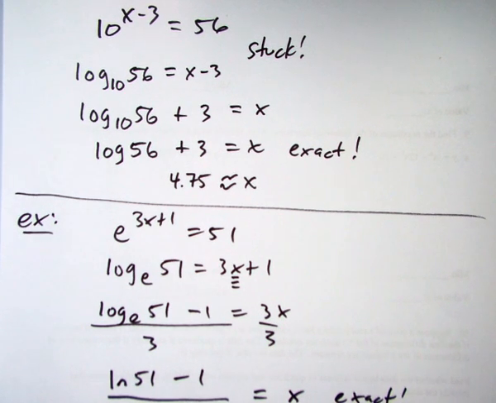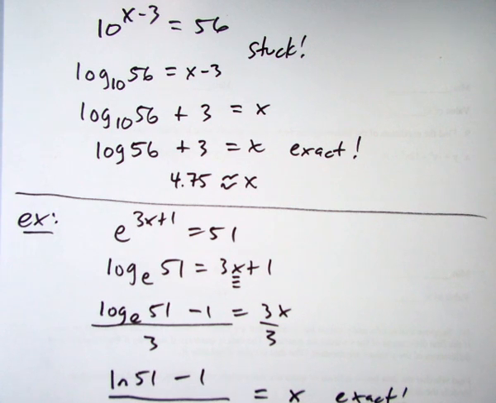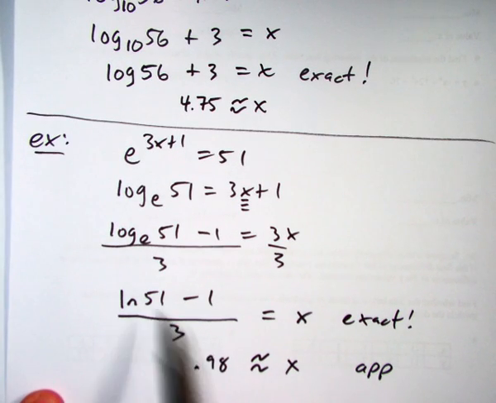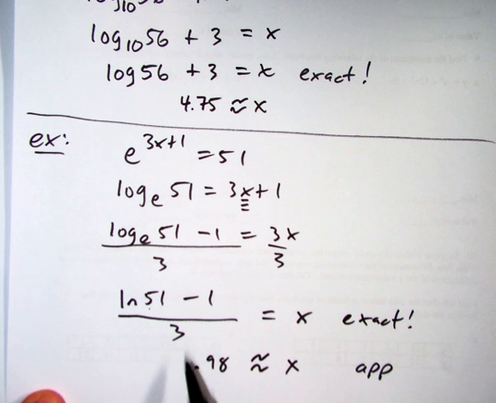So if you type this in, just press the natural log button, 51, close the parentheses, subtract 1, and then divide everything by 3. You get about 0.98.